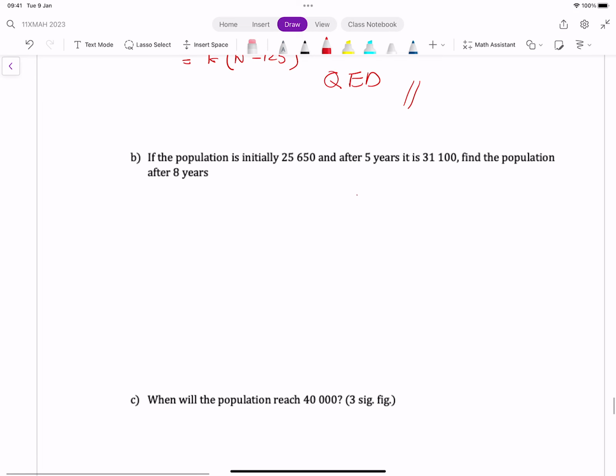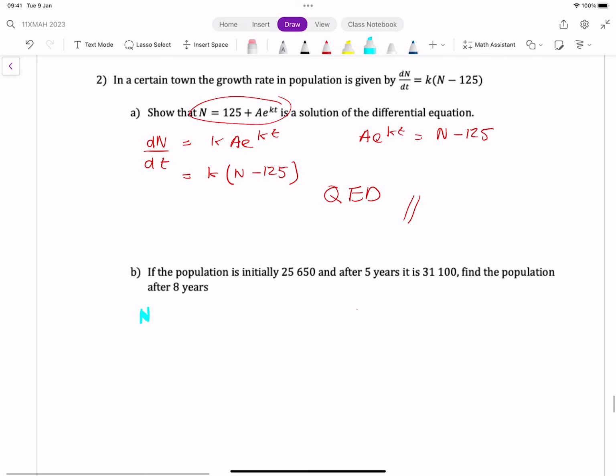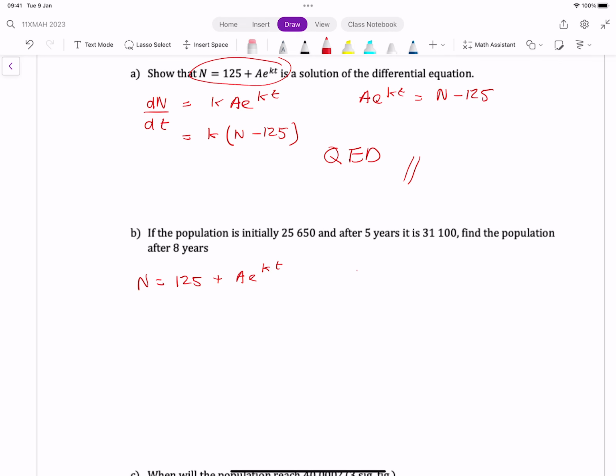If the population is initially 25,650 and after 5 years it's 31,100, find the population after 8 years. Okay, so we know that my equation is N is 125 + Ae^(kt). So we're told it's initially 25,650, and that's 125 + A.